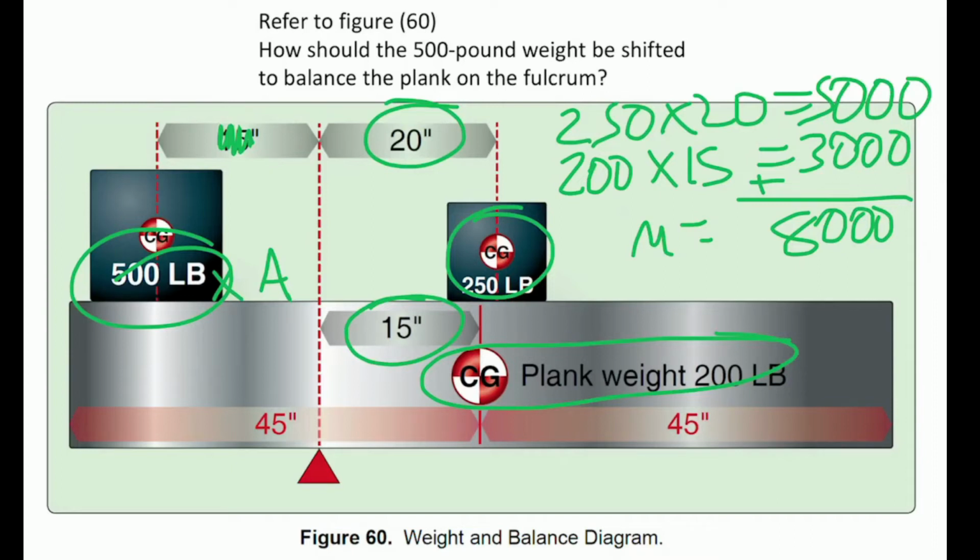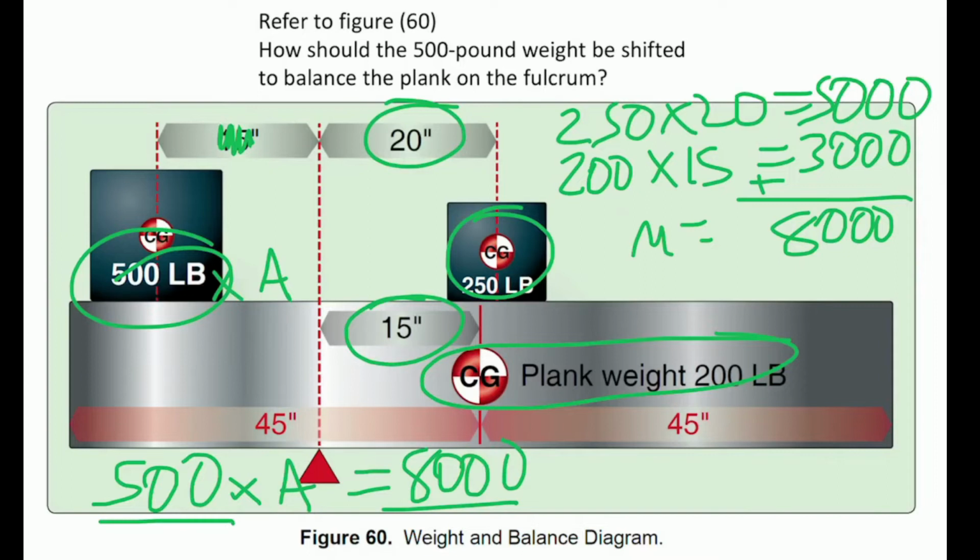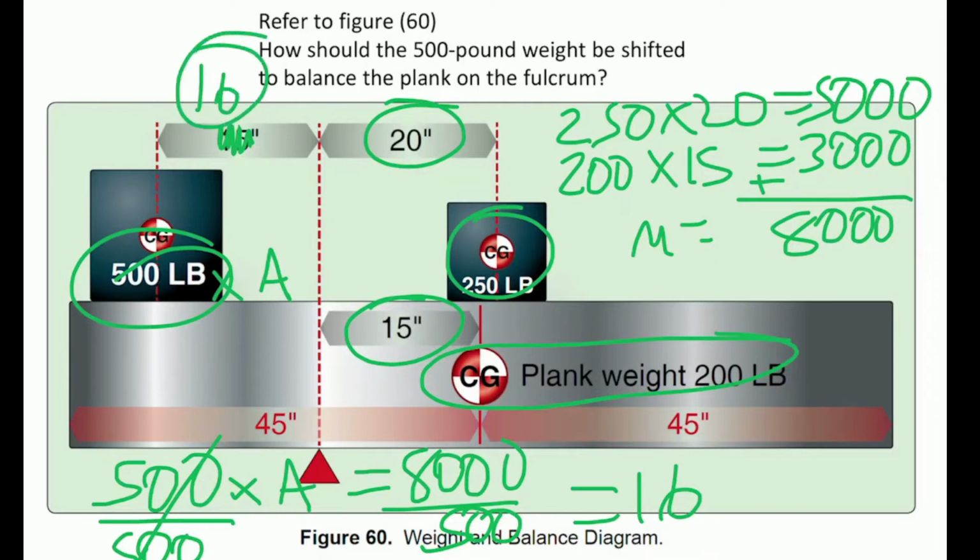Now we take a look back at the left side. 500 times a number A equals 8,000. We use some algebra and divide both sides by 500. That cancels out, and the distance equals 16 inches. So the answer is 16. Boom.